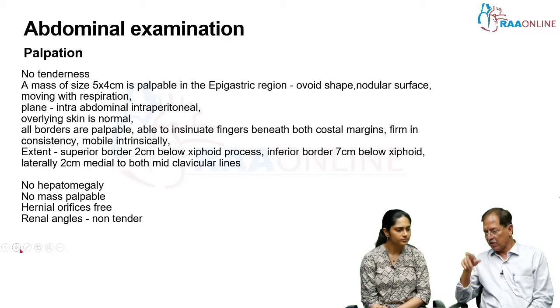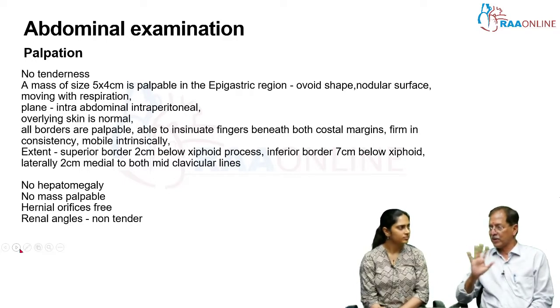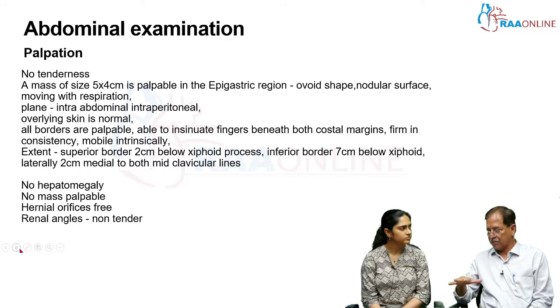In exams, I have found many students telling there is no local rise of temperature. In the abdomen, you don't expect this, except for an abscess or any inflammatory swelling in the parietes. As a general abdominal examination, no tenderness is acceptable, whereas don't tell there is no local rise of temperature.